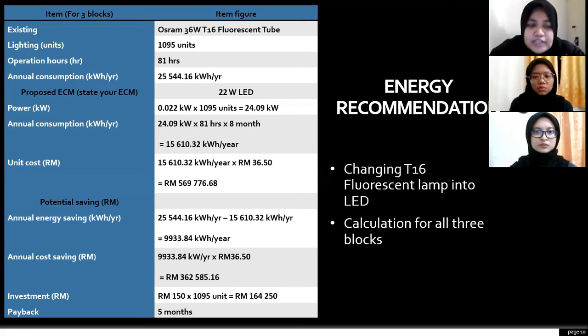For the potential saving, annual energy saving per year is 9,933.84 kilowatt hour per year. The annual cost saving is 362,585 ringgit 16 cent, and the investment that can be made is around 164,250 ringgit for 1,095 unit lamps, and the payback period is only 5 months.